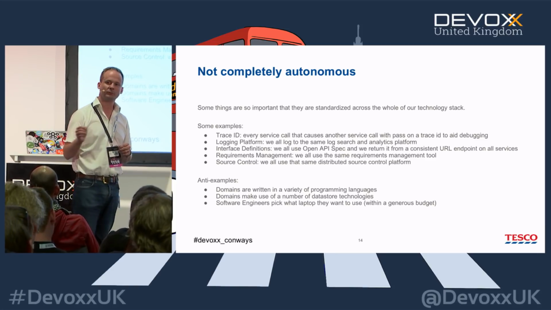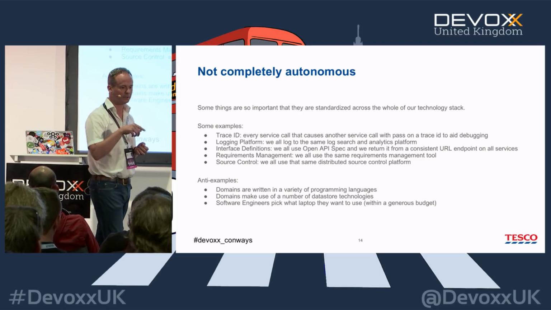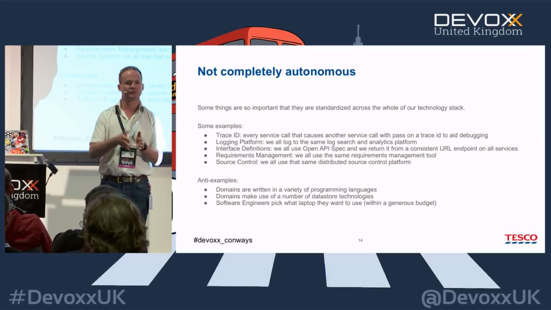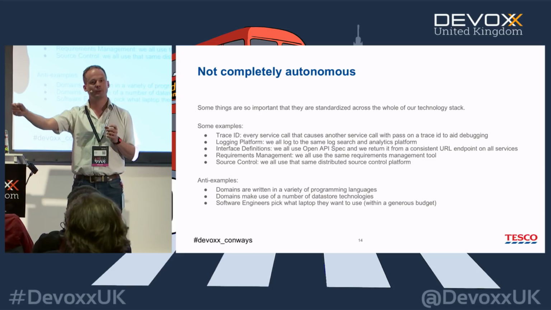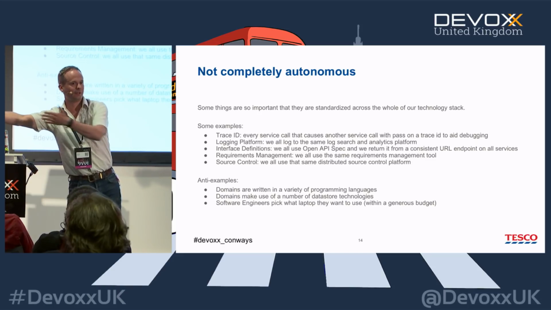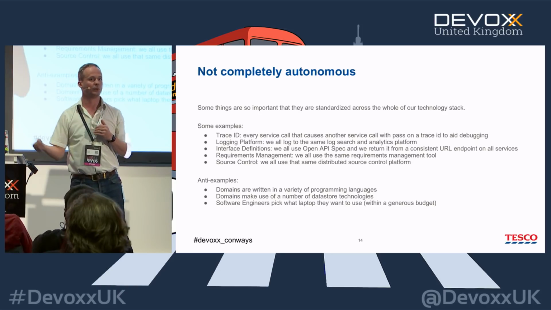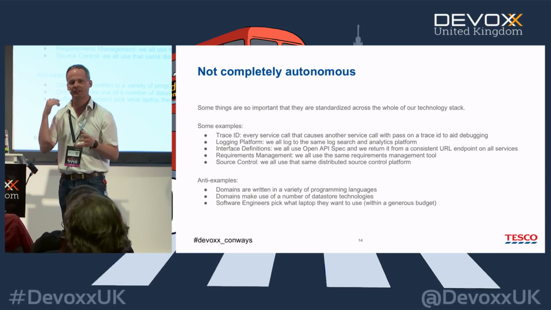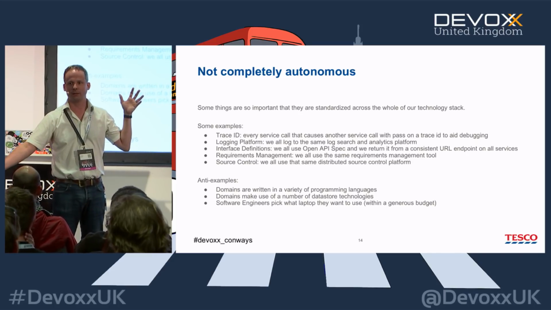I'll give some examples of where doing the same thing is important. So Trace ID. When you call a web page, for example, at Tesco, or a mobile app, it will create a UUID. When it calls a service, it will pass that UUID on. When that service calls a service on behalf of the original service, it will pass the UUID along, and so on and so on. So when we come to debug across 50, 60-odd services, we can see the trace of the entire thing and where it went wrong.